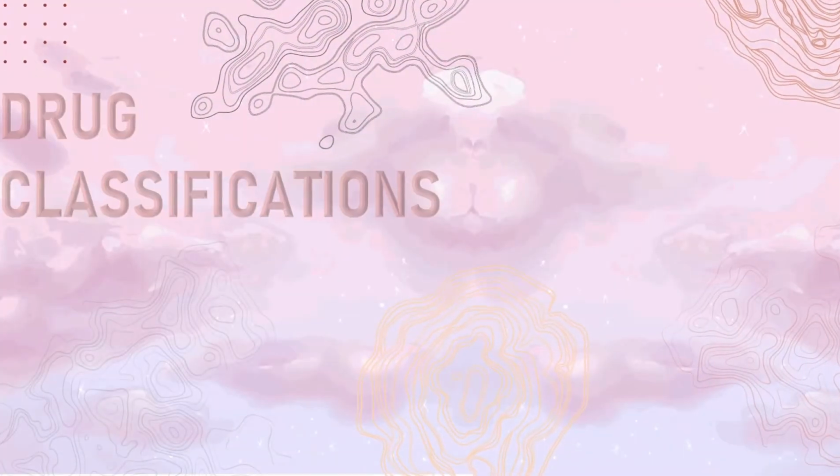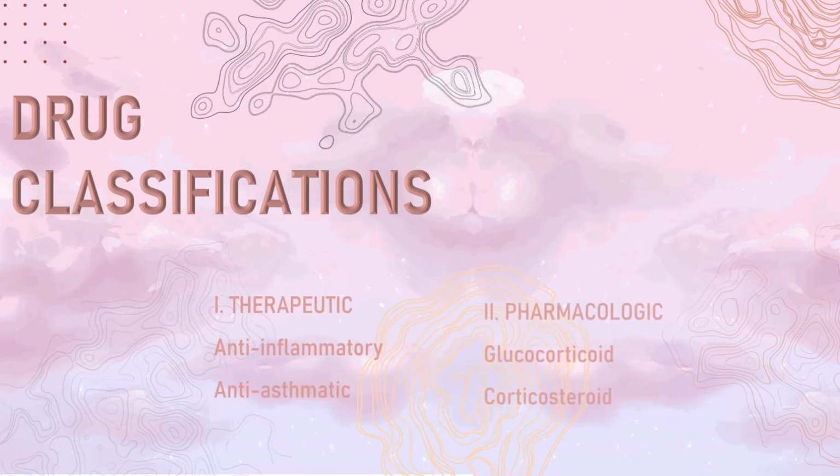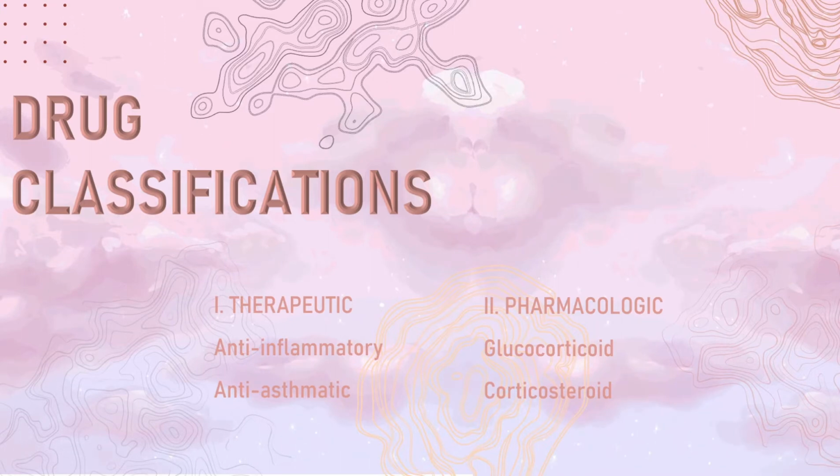I am therapeutically classified as an anti-inflammatory drug, which means I suppress inflammation, then anti-asthmatic, which means that I help in the treatment and prevention of asthma attacks. I am classified as a glucocorticoid, which also acts to reduce inflammation and suppress immunity.